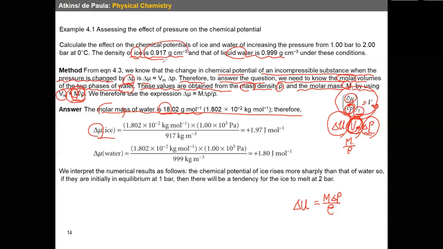because the density of ice is 0.917 gram per centimeter cubed. So we can simply convert our units like this, then this one here, and the molar mass here, right? And delta P is only 1 bar, right? From 1 to 2 bar, so delta P is 1 bar. And this is 1 times 10 to the 5 Pascal. So if we calculate this, then we get this value, plus 1.97 joule per mole.